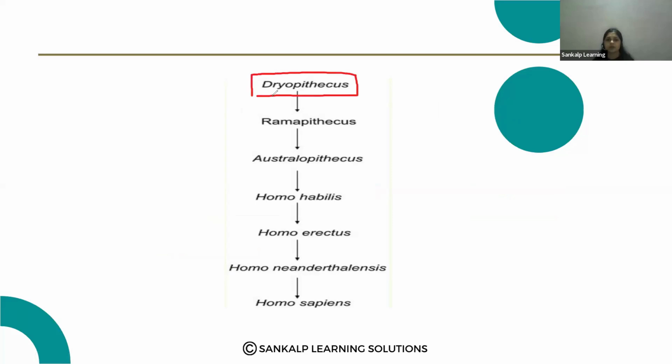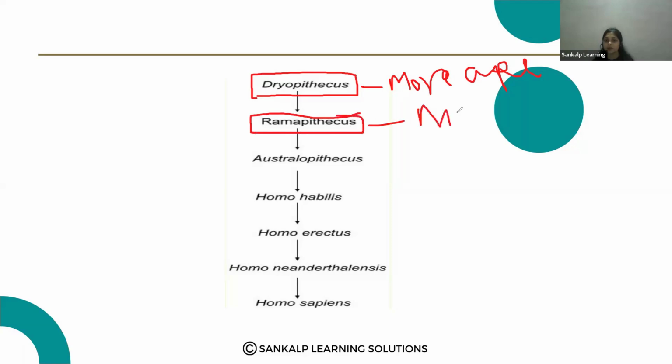Dryopithecus, so he has more ape-like character, a hairy body, and Ramapithecus has more man-like character. So he is more man-like. Then Australopithecus, they used stones, and they mainly ate fruits.